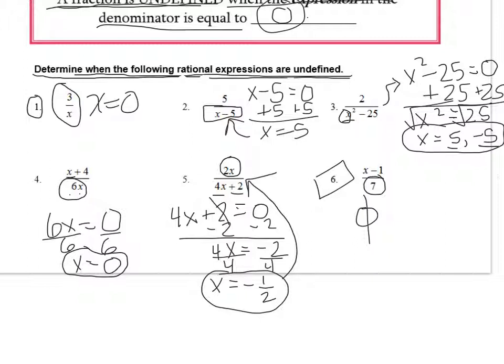Now, if it said 7x in the bottom, that would be more like this problem in number 4. And the x value that would make it undefined would be x equals 0, because 7 times 0 gives you 0. But when you just have a constant with no variable in the bottom, that fraction will never be undefined. So you could say the empty set is your answer, or you can say no value of x will make this undefined.